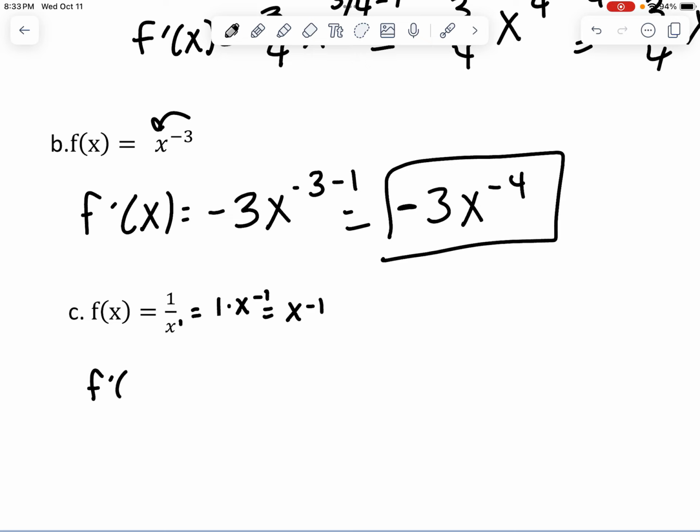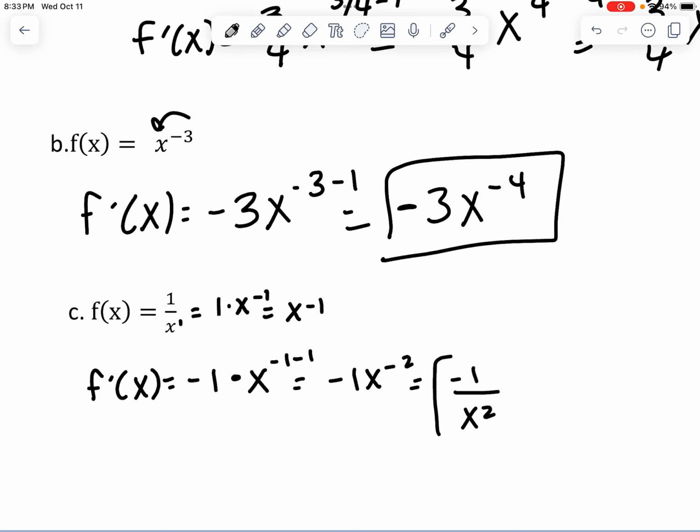If you don't want to use this, you can just use the definition of the derivative, but you shouldn't do that. So the derivative of this is, I pull the -1 out in front, and then I do x to the negative 1 power minus 1. I'll get -1 x to the negative 2 power, and then I'll simplify it. So I'll make it -1 over x squared. That is my answer.